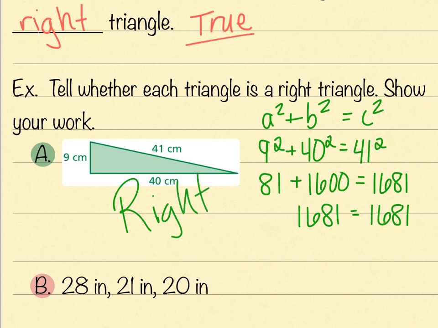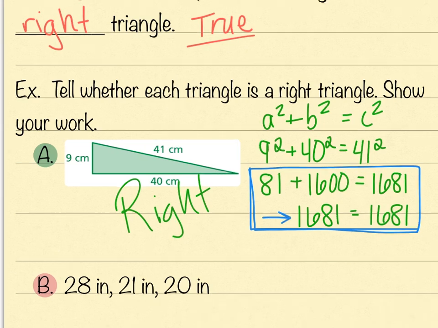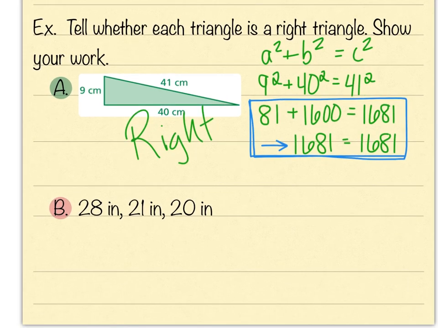So when you're working on your work papers, make sure you show at least this much work. I want to see all the way through. Make sure I can see that they're either equal or they're not equal. In example B, we don't need a picture of a triangle. We can still do a squared plus b squared equals c squared.